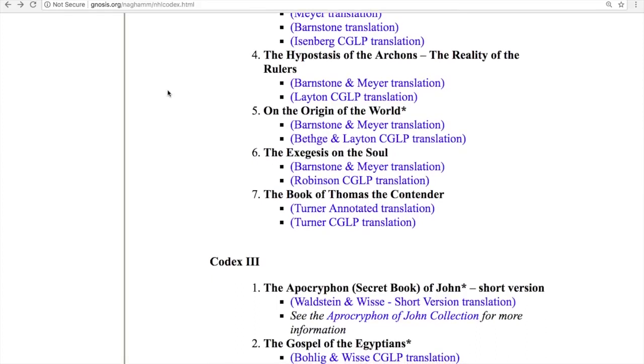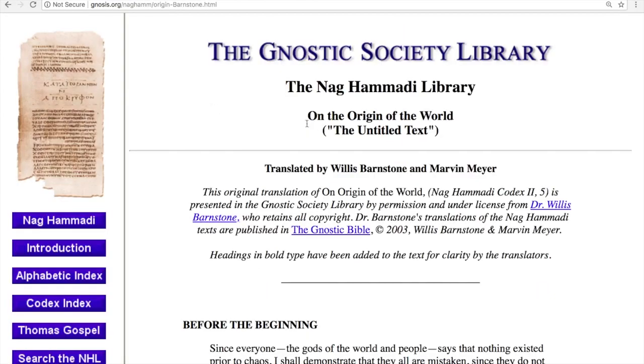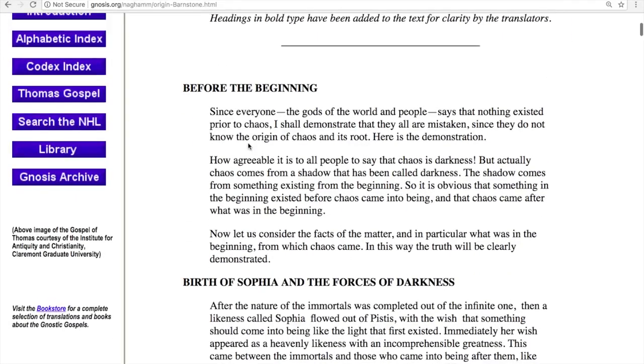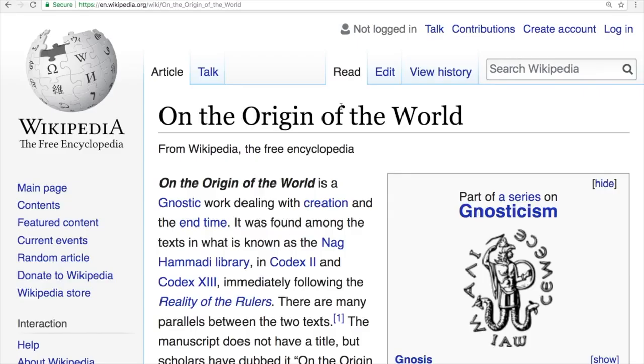We are going to be reading and commenting on the Barstone and Mayer translation, as it does provide us headers and is written in paragraph form, thereby making it easy for us to pick up where we left off from previous videos. Before we begin the read and commentary of this book, let's go to the free encyclopedia Wikipedia and read a little regarding this book called On the Origin of the World.